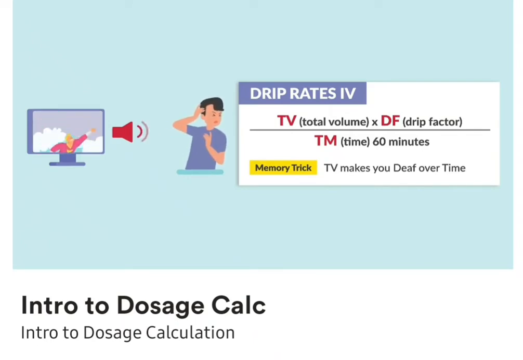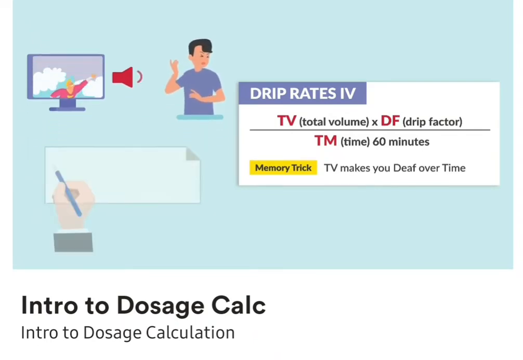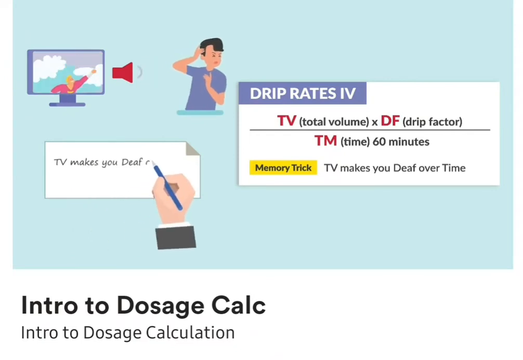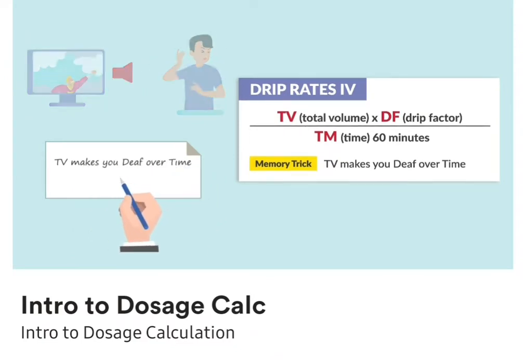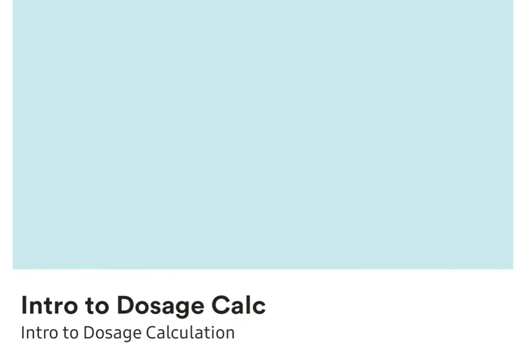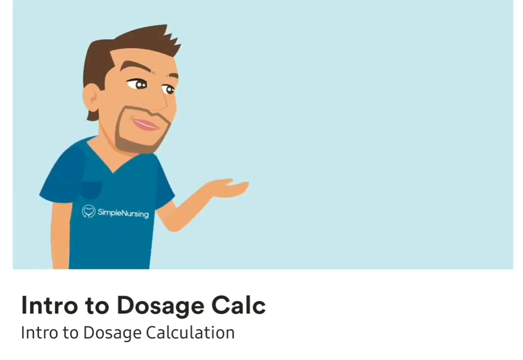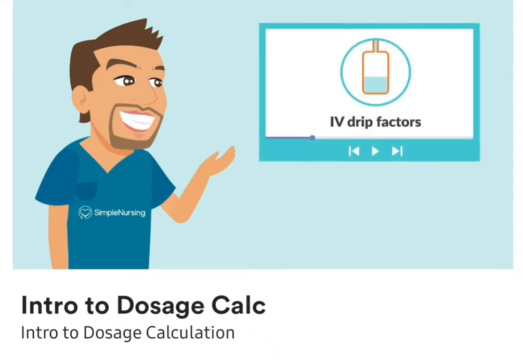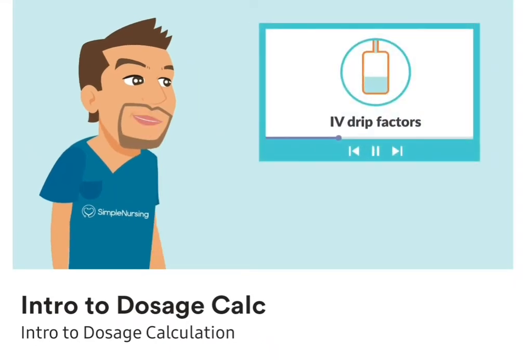So on your next medication calculation exam, simply write out this formula: TV makes you deaf over time. And trust me, you're going to get every single question correct every time. Now, for specific examples, we break this down in the individual videos on IV drip factors.